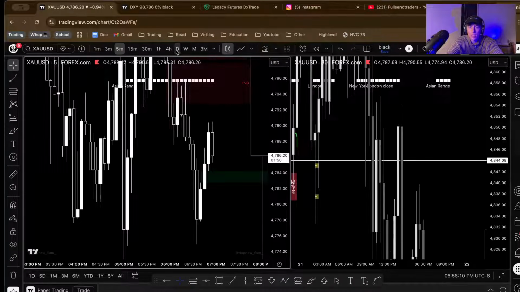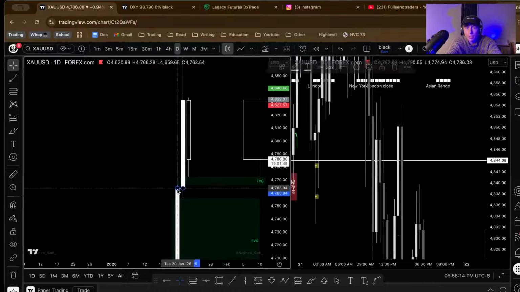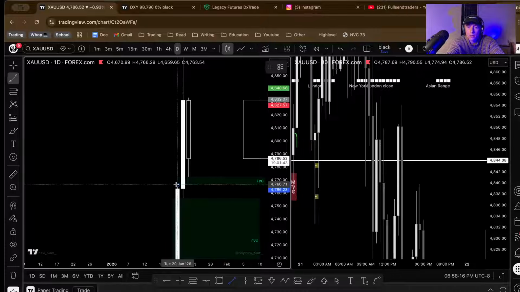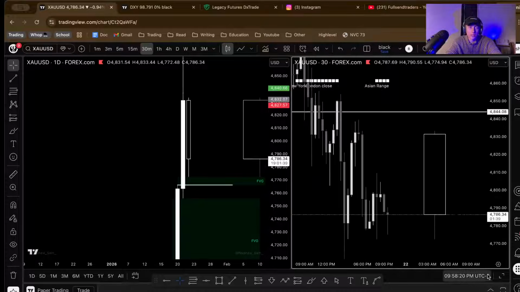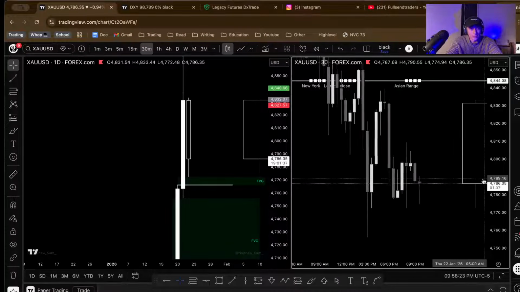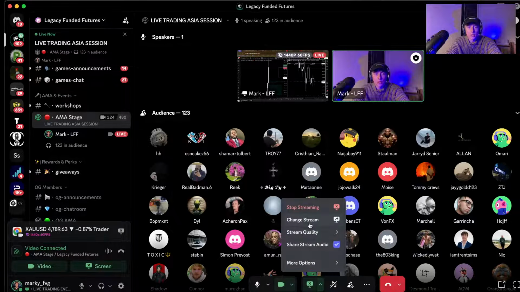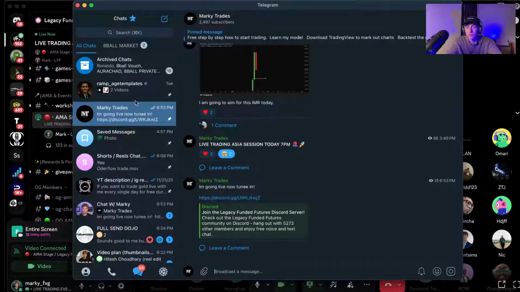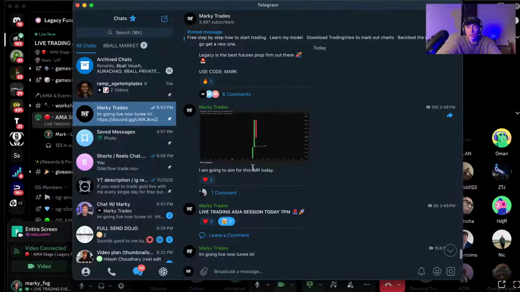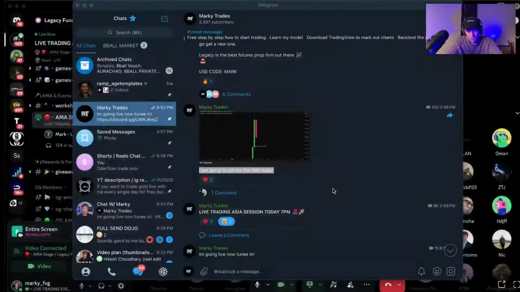As I mentioned, the thing that I was going to look for on the daily time frame was this area right here, which is called an immediate rebalance. So before I look for longs, honestly, I do want to see that area taken out. Let me show you guys that this isn't just a level that I'm coming up with now. I sent this out in the Telegram group, so you guys can see these trades ahead of time. I said I'm going to aim for this immediate rebalance today, and I sent it out right there, IMR.